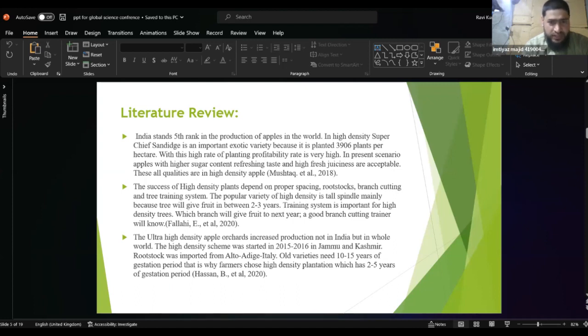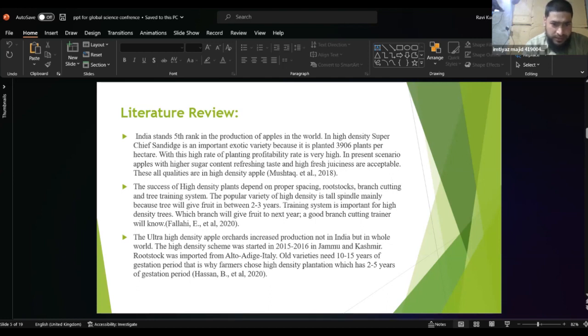The success of high-density planting depends on proper spacing, rootstock, branch cutting, and tree training system, which is also known as canopy management. The popular variety of high-density apple is Tall Spindle, mainly because trees will give fruit in between 2 to 3 years. The training system is important for high-density trees, to know which branch will give fruit next year. A good branch cutter or trainer will know.